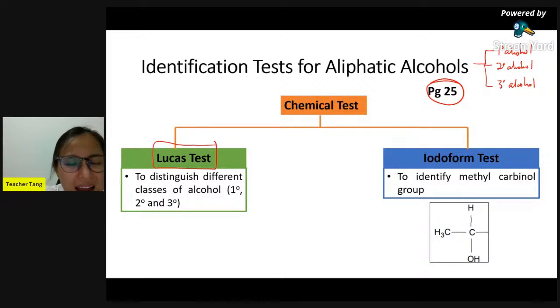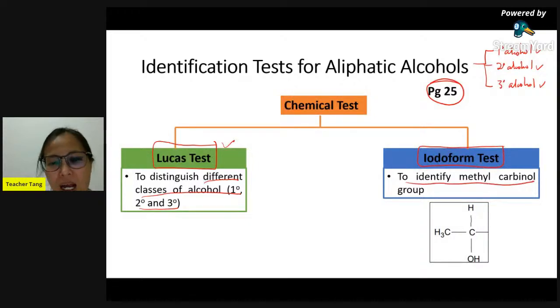So the Lucas test is used to differentiate different classes of alcohol. In your syllabus, there are two chemical tests for aliphatic alcohol that we are going to learn. The first one is the Lucas test to differentiate different classes of alcohol. The second chemical test is called the iodoform test. The iodoform test is basically to identify the methyl carbinol group.